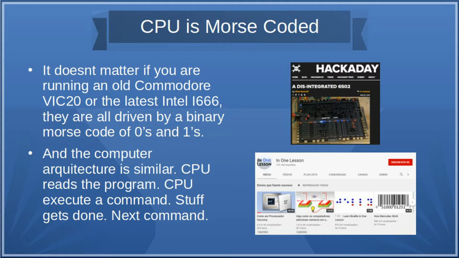It doesn't matter if you are running an old Commodore VIC-20 or the latest Intel or whatever. They are all driven by a binary Morse code of zeros and ones. And the computer architecture is similar also. CPU reads a command, CPU executes the command, stuff around the CPU gets done. It could be the video on the screen, a sound, etc. And then it jumps to the next command. To learn more about what a CPU does, you have 2 very good options: the site hackaday.io and the YouTube channel In One Lesson.